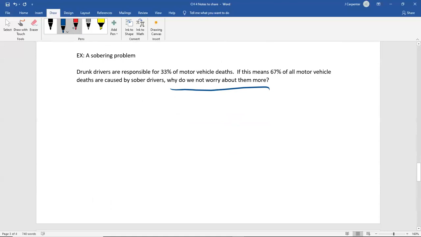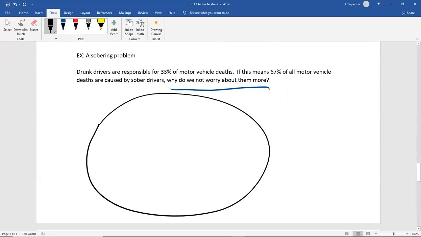The point of this is, it's all about scale. It's all about the size of a population doing something. So let's say this black circle, oval, represents all drivers. So this is all drivers on the road.